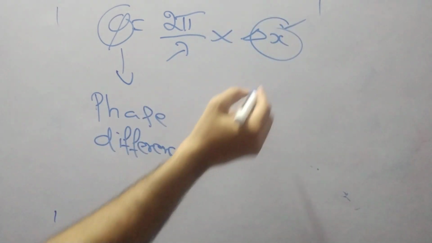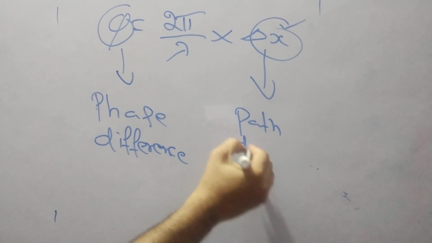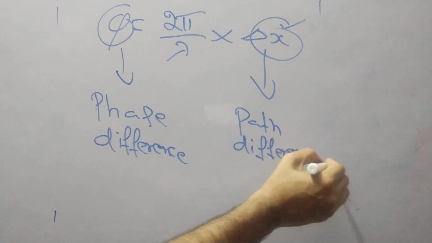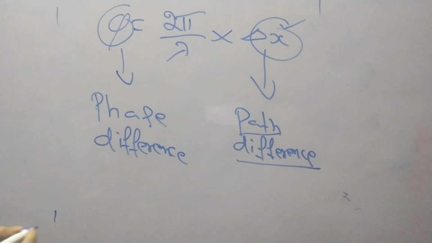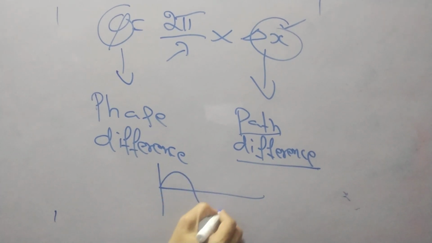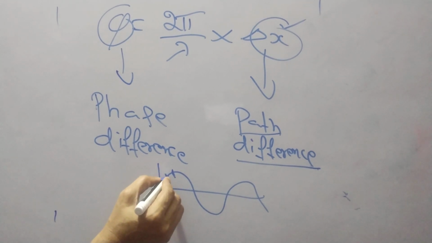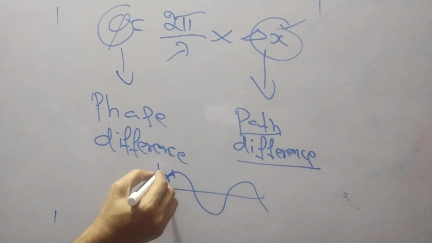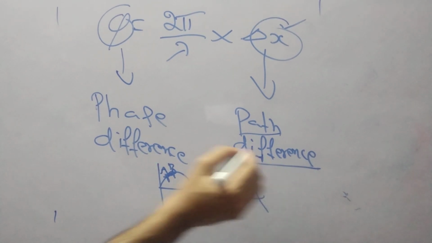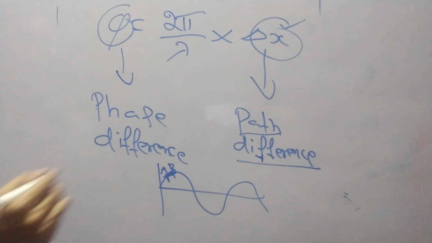And what is delta x here? Delta x is known as path difference, because we took A and B. So A and B means what is the path difference there? Delta x. So this is the curve here, right? I am taking this one A, this is B. So this much path difference is there between A and B. So that is delta x. Delta x is known as path difference, and phase difference is phi.